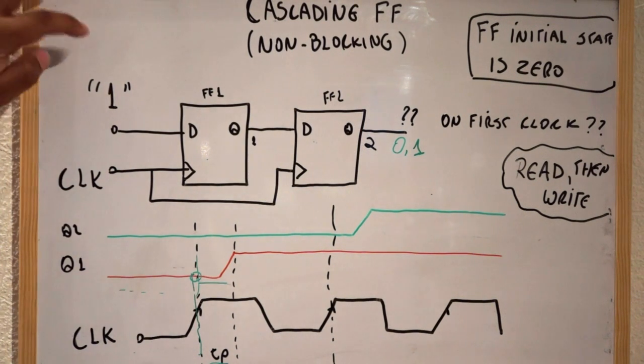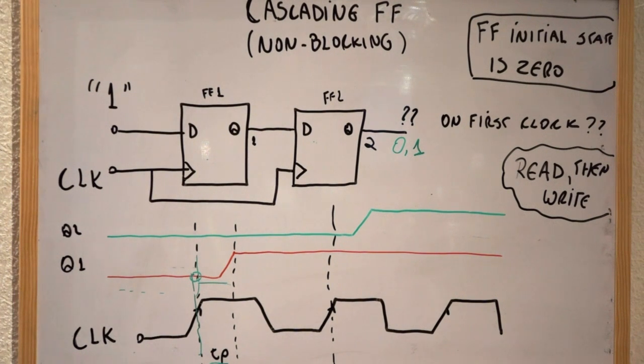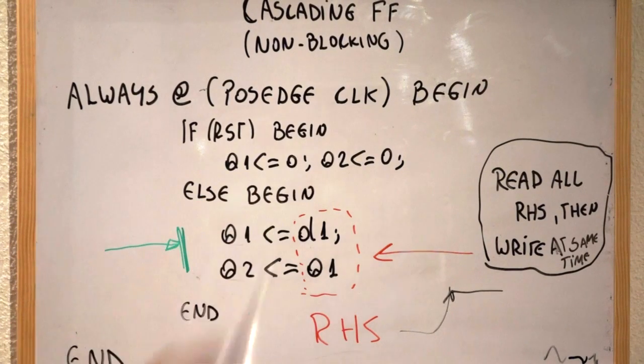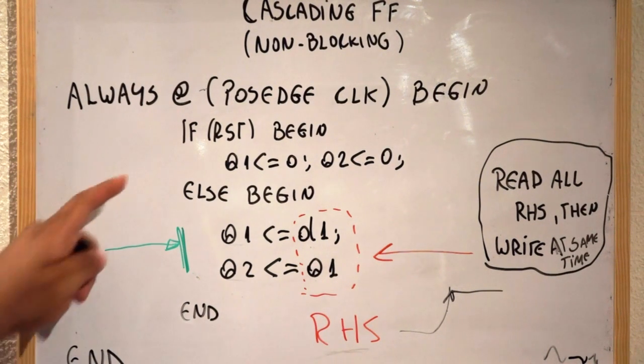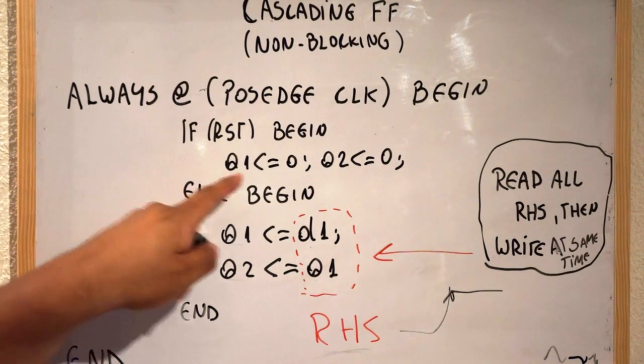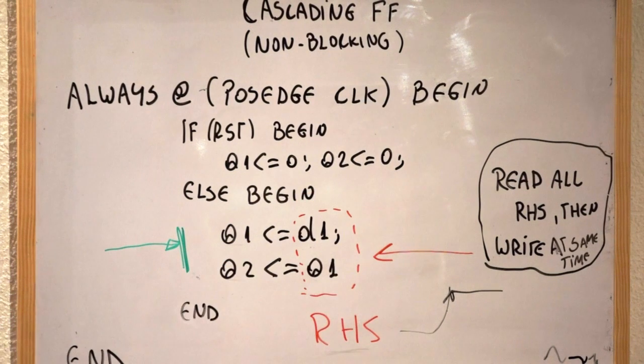If we write Verilog code for this using non-blocking assignments, this will explain how the non-blocking assignment works, and we're going to switch to the lab and do some simulation to show how it works. On the rising edge of our clock, we're going to sample, we're going to read all the right-hand parts of our expressions. The initial state of our flip-flops is that Q1 is 0 and Q2 is also 0.